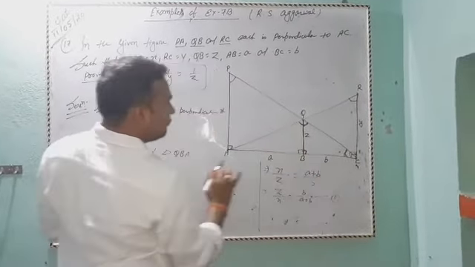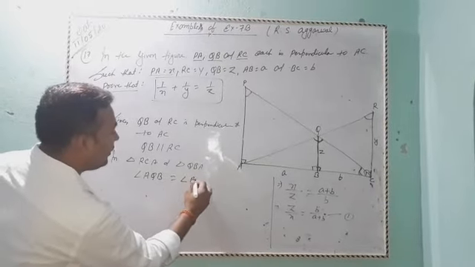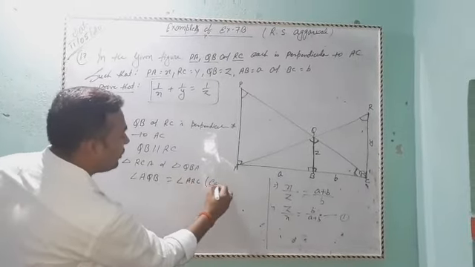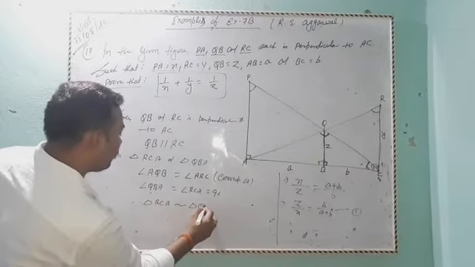So angle AQB equals angle ARC, corresponding angles, and angle QBA equals angle RCA equals 90 degrees. These are also corresponding angles. So triangle RCA is similar to triangle QBA.